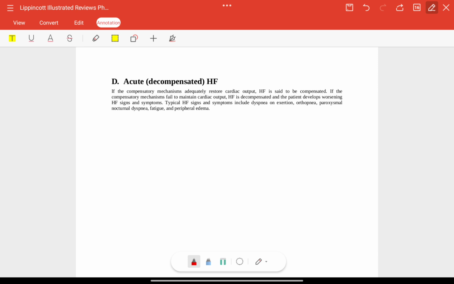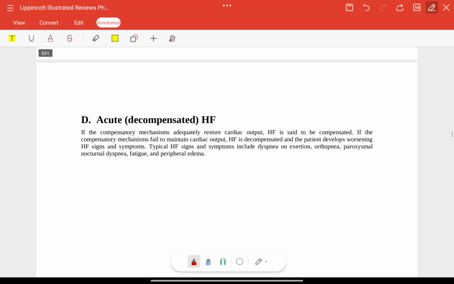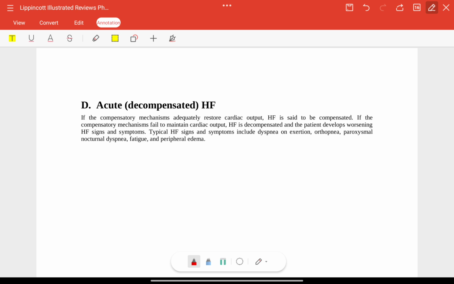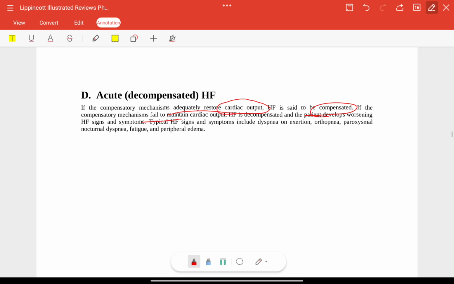Now, acute decompensated heart failure. When compensatory mechanisms restore cardiac output, heart failure is said to be compensated. If these mechanisms fail, heart failure is decompensated and the patient develops worsening signs and symptoms.